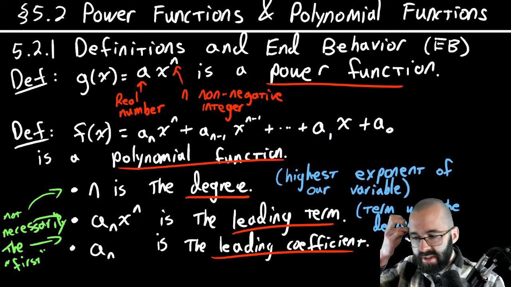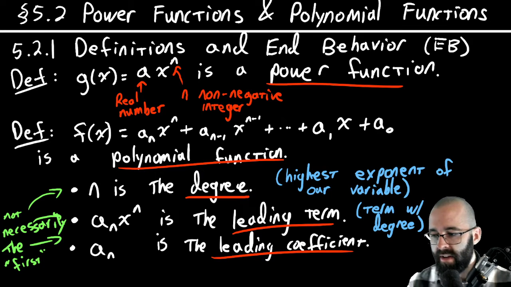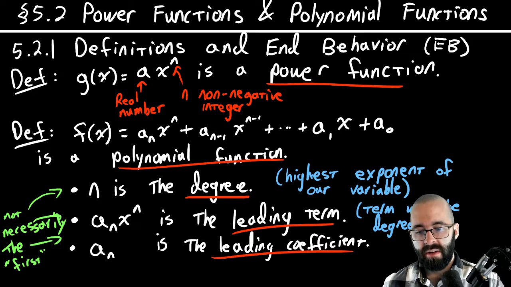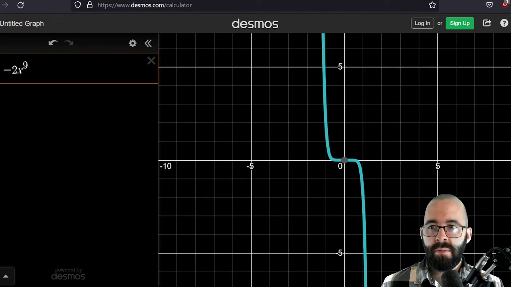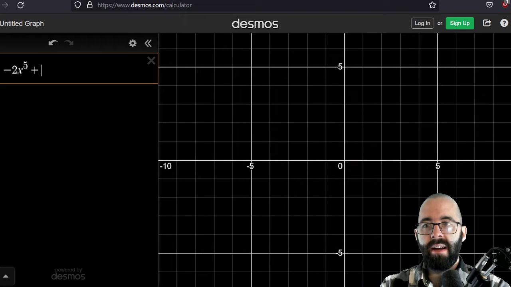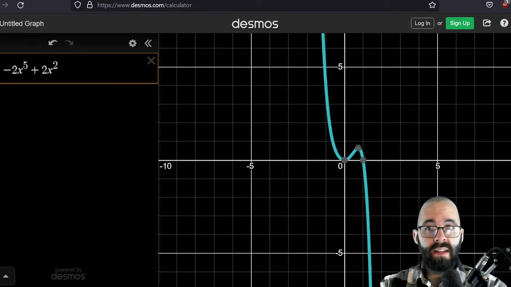All right, so let's do a little discovery and introduce the idea of end behavior. If we look at some polynomials, again, all a polynomial is just a bunch of power functions added up. There can be missing terms.